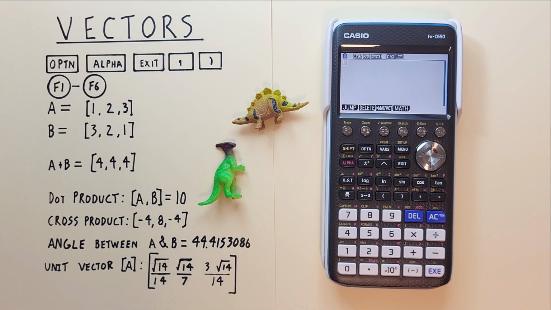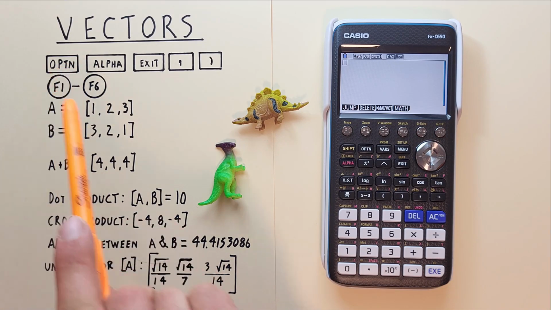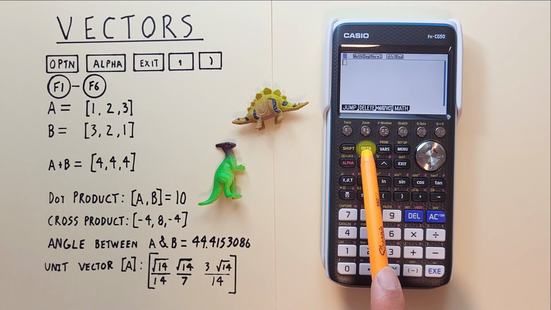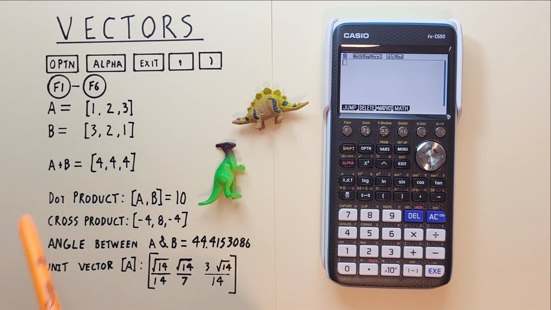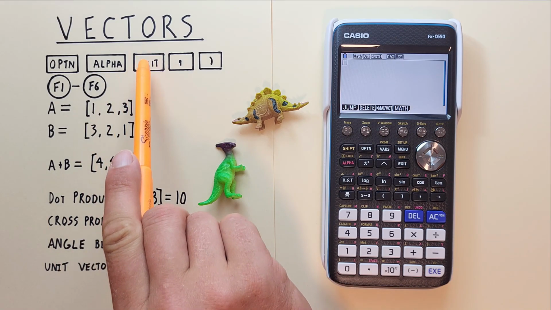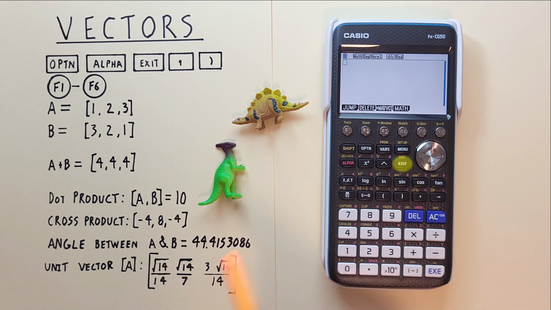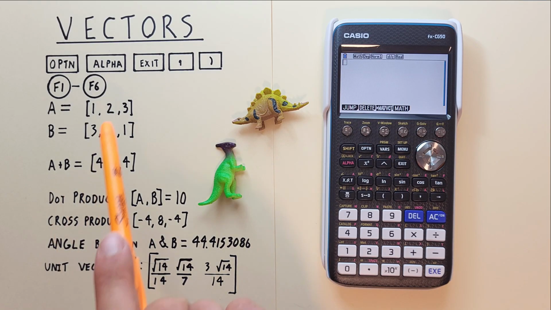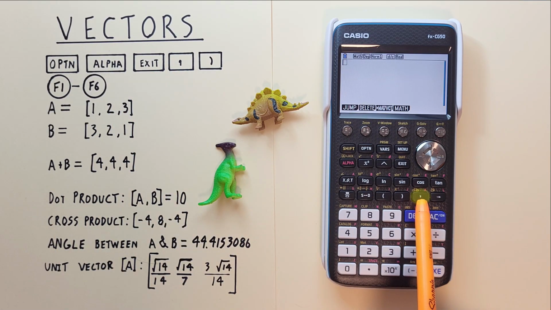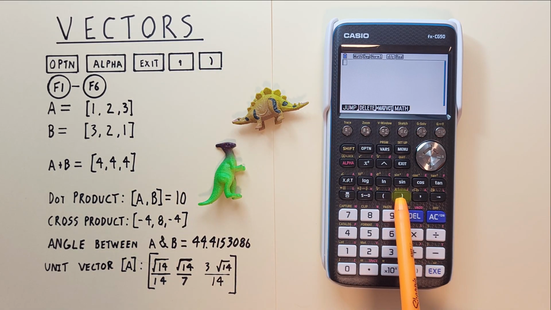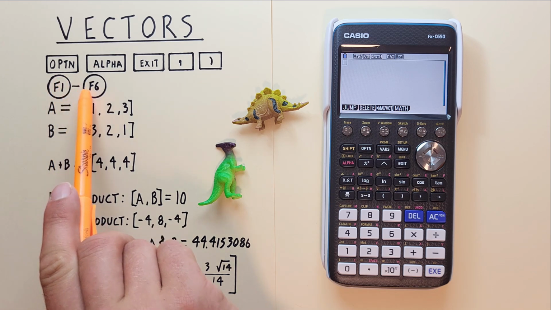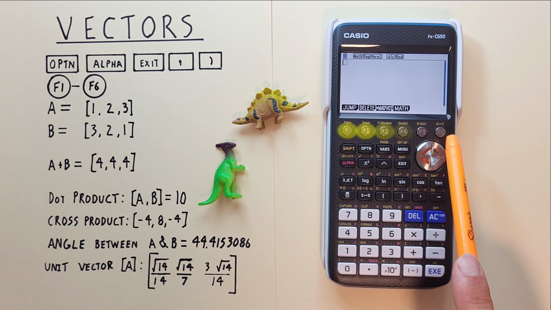To do that, we'll use the Option key that looks like this, located here, the Alpha key that looks like this, located here, the Exit key that looks like this, located here, the comma key that looks like this, located here, the bracket key that looks like this, located here, and the F1 through F6 keys that look like this, located across the top here.